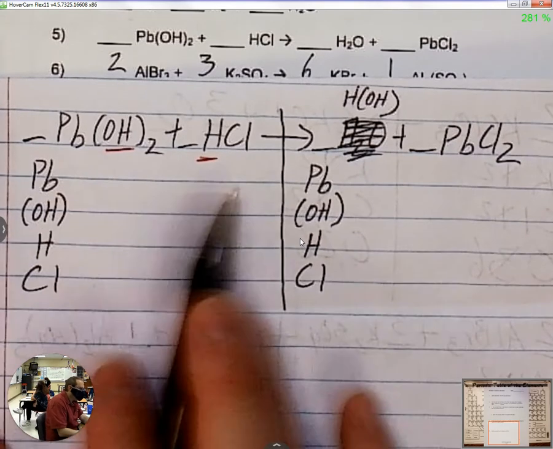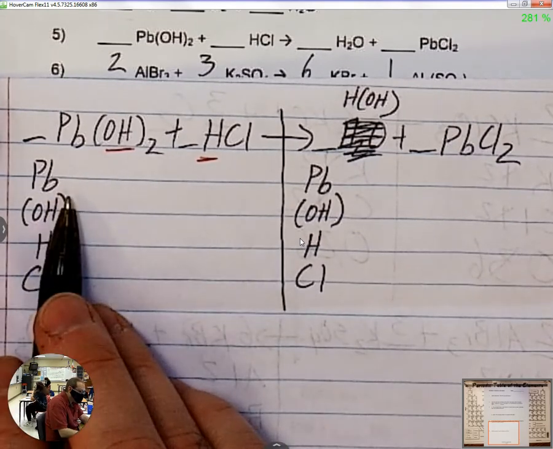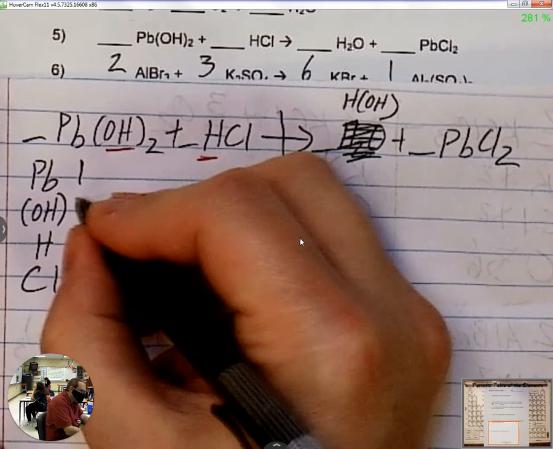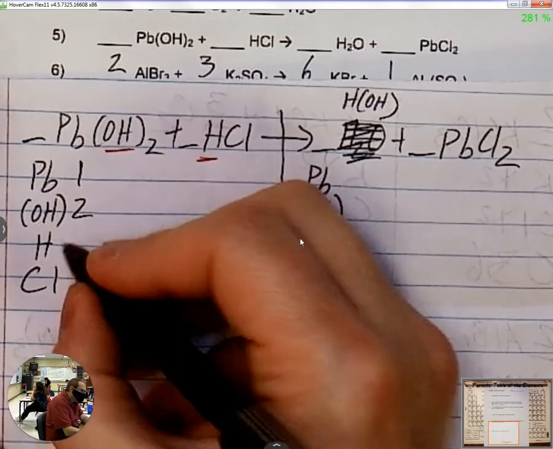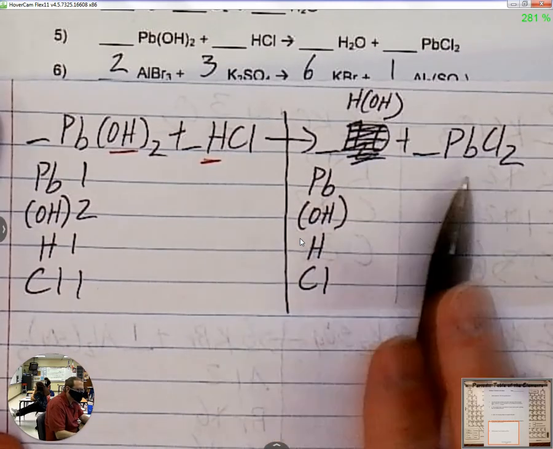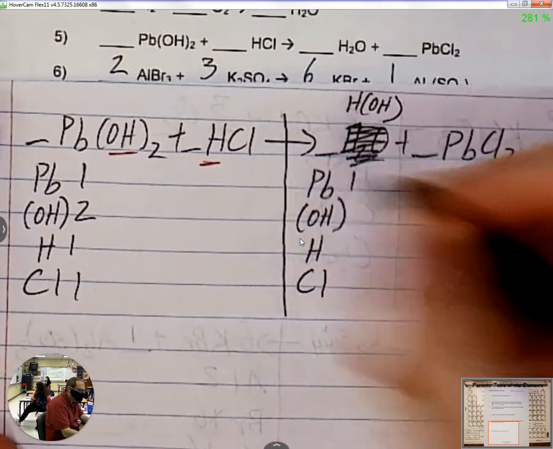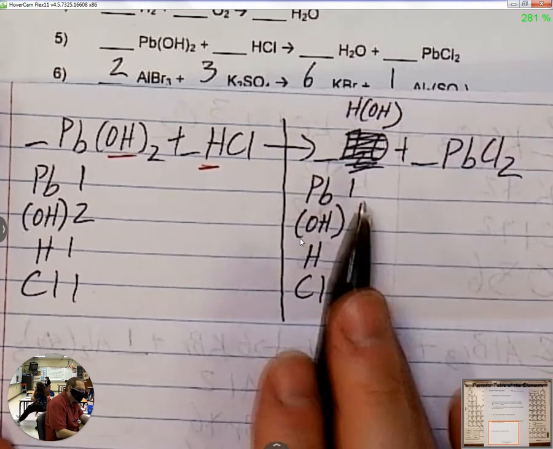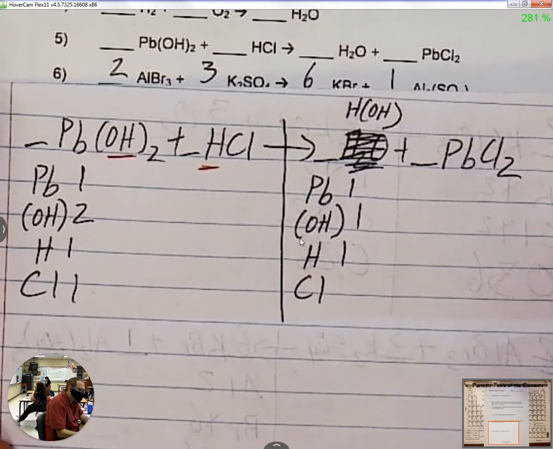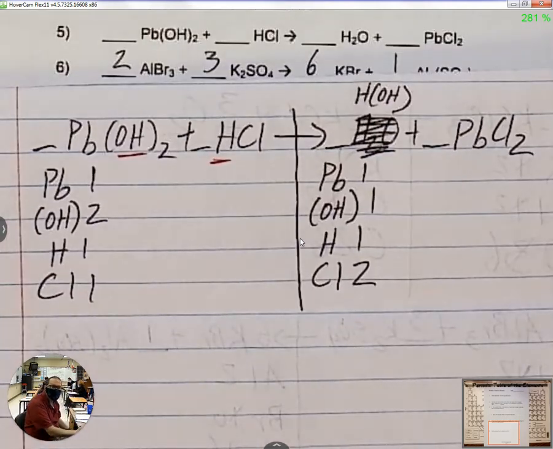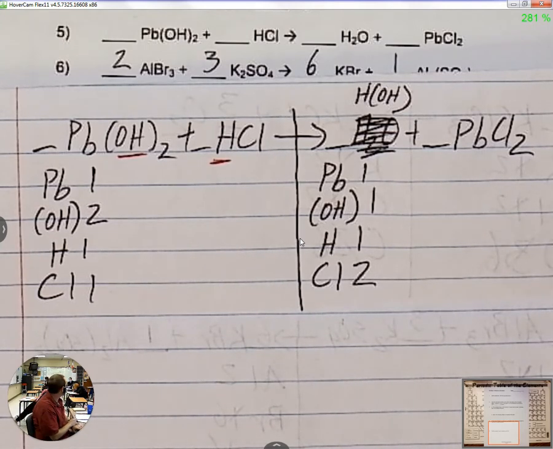Let's get the score. On the left side of the wall, how many leads do I have? Groups of OH? H's? Chlorines? Okay, over on my product side, how many leads? Groups of OH? Free H's? And chlorines. Okay, so what's broken on my scoreboard? Okay, which one would you like to fix first?